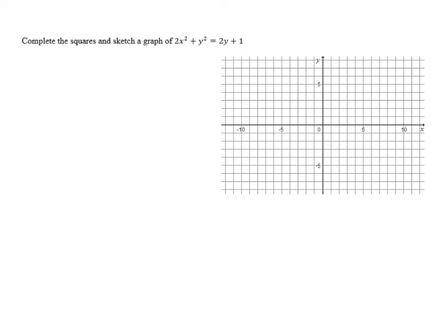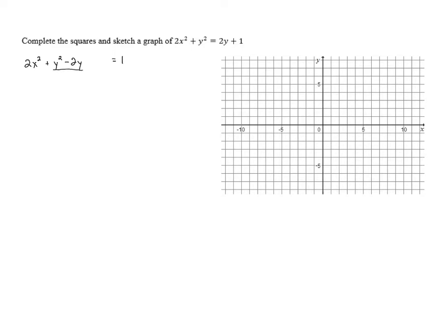To do that, we want to get all the variable terms on the same side. So to get rid of this 2y on the right, we can subtract 2y from both sides. This gives us 2x squared plus y squared minus 2y on the left, and it leaves just 1 alone on the right. Now, we're going to have to complete the square with the y terms.